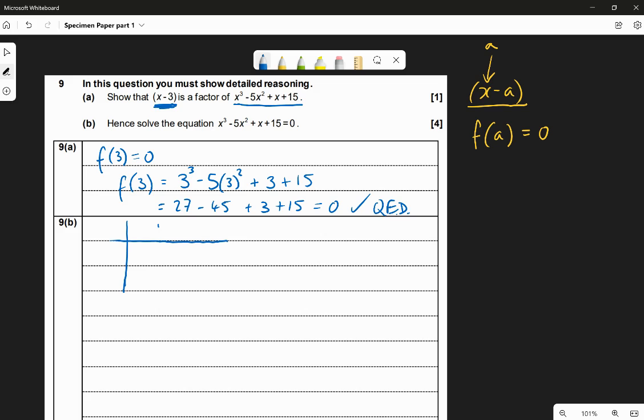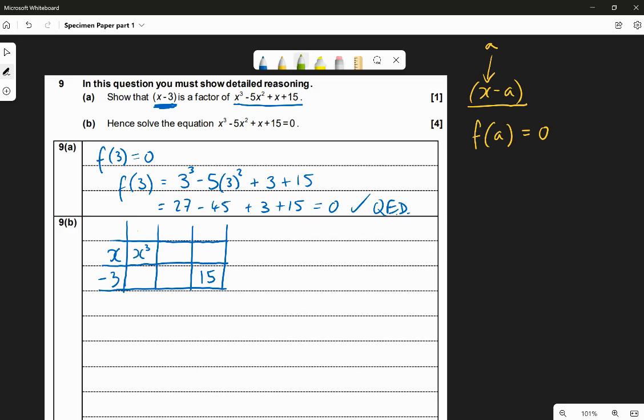Okay. So I'm going to factorize it like this. x minus 3 is one of my factors. What do I multiply it by to get a result of x cubed minus 5x squared plus x plus 15? So I know so far this much. I know I'm going to get a result of x cubed there. I know I'm going to get a result of 15 there. The rest is going to be deduced. So let's deduce that.